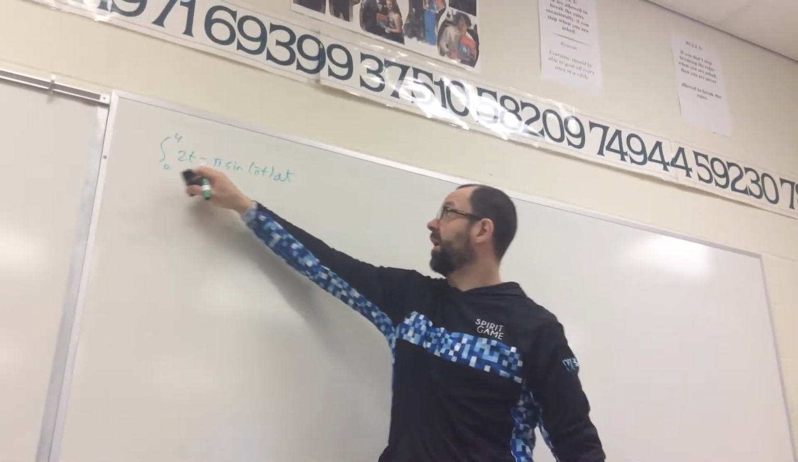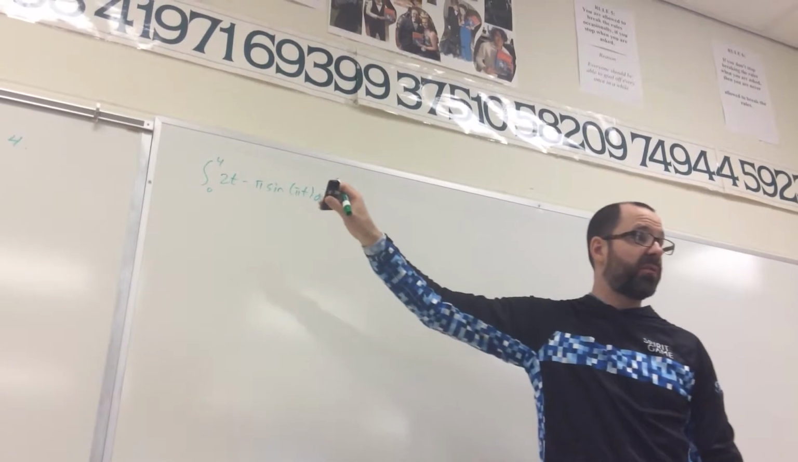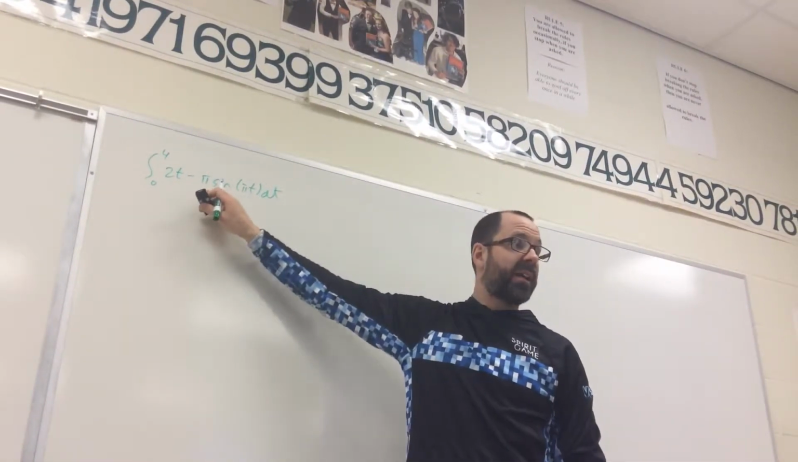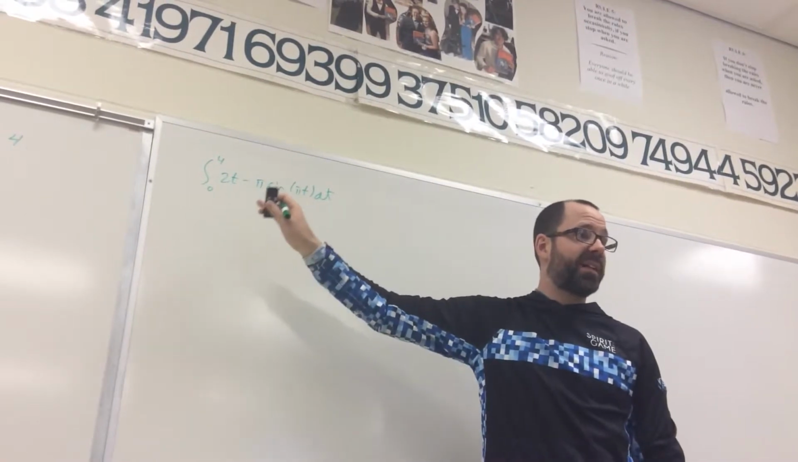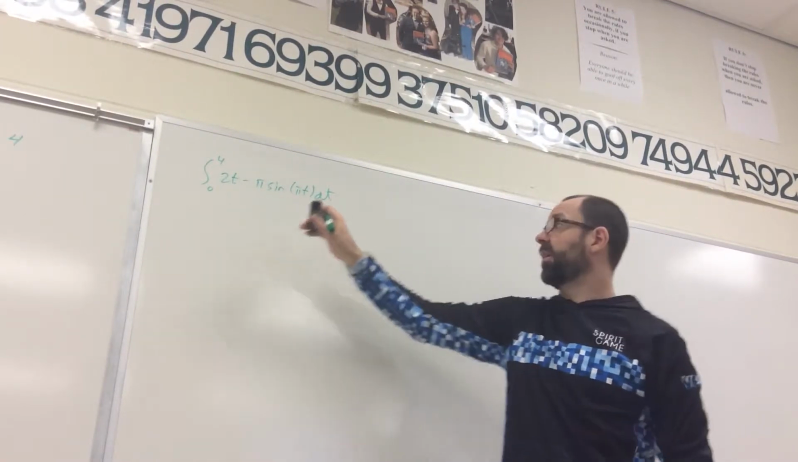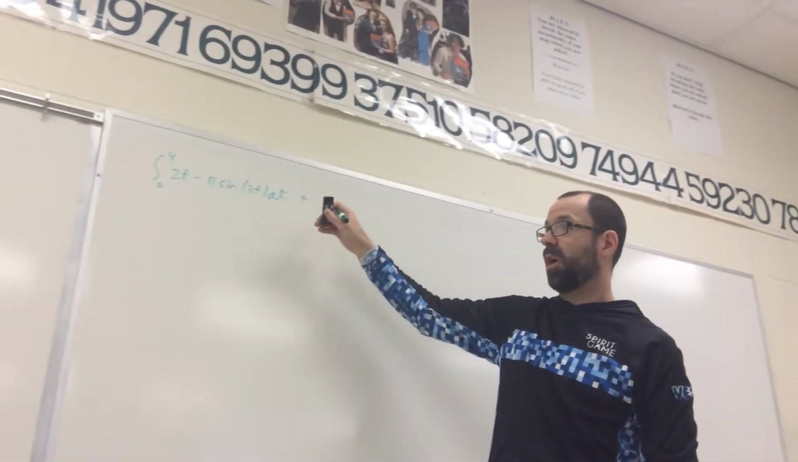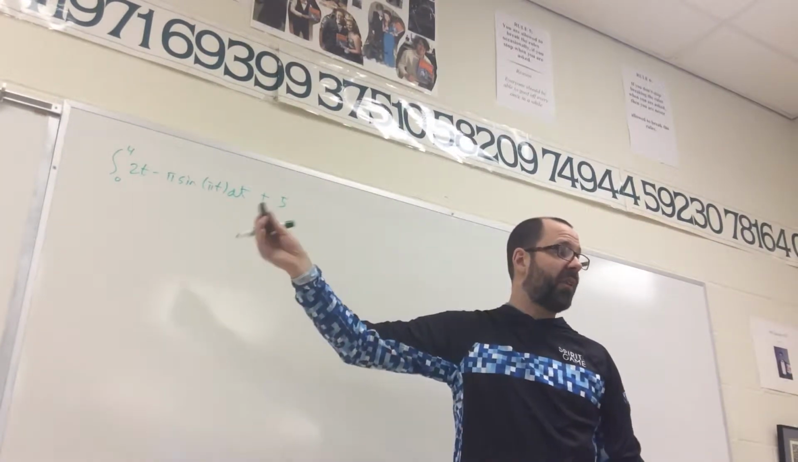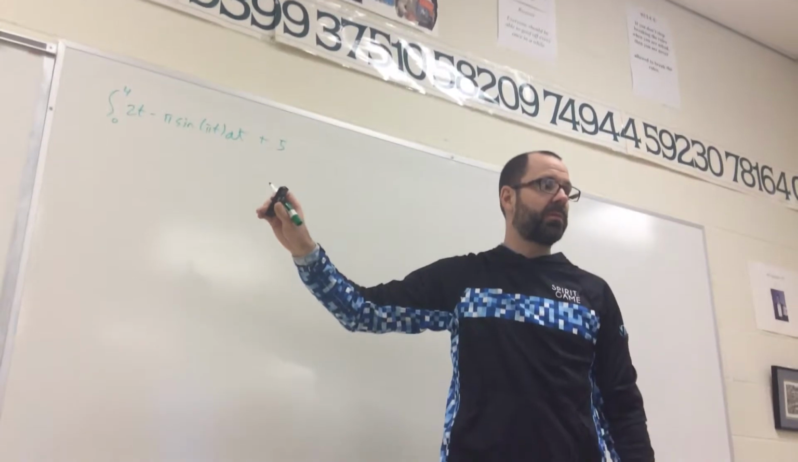So that's the y velocity, the y component of the velocity vector. So if I integrate that from 0 to 4, that'll give me the y displacement. And then if I add in the original y coordinate, then I'll have the final y position.